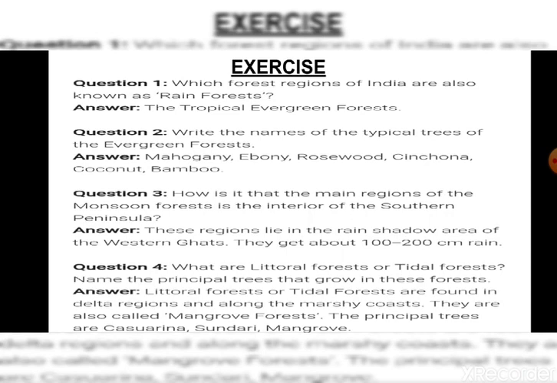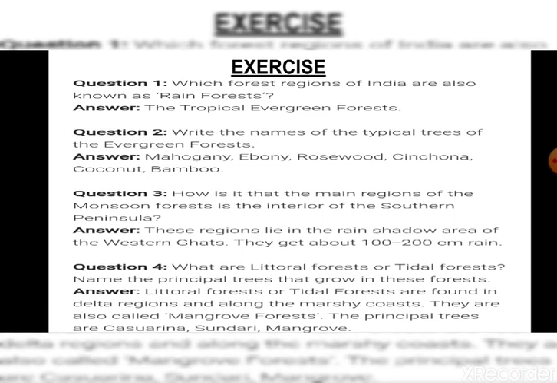Question number 3, how is it that the main regions of the monsoon forest is the interior of the southern peninsula? Remember, monsoon forest is also known as the moist deciduous forest. The answer is these regions lie in the rain shadow area of the Western Ghats. They get about 100 to 200 centimeter rainfall.